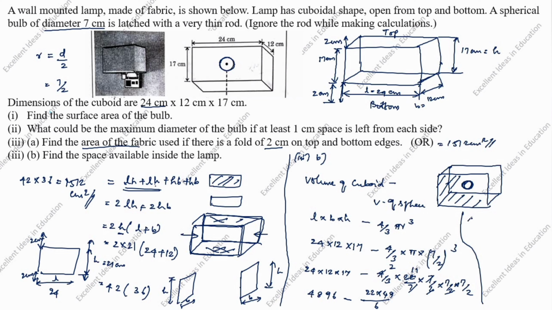Next, 4896 minus 179.67 equal to 4716.33 centimeter cube. So this is the answer for third question B. The space available inside the lamp is 4716.33 centimeter cube. I hope you understood this explanation.